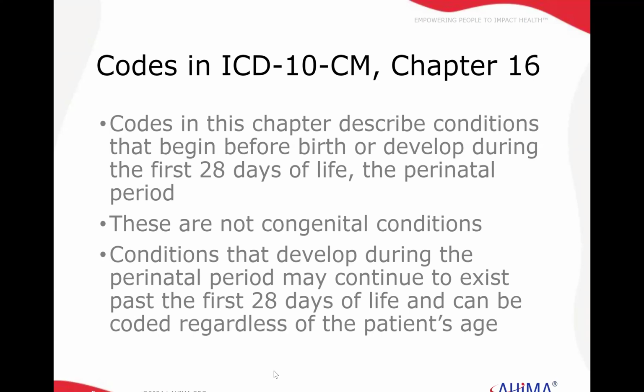Codes in this chapter describe conditions that begin before birth and develop during the first 28 days of life. In other words, the newborn or perinatal period. These are not congenital conditions. These are conditions that are perinatal or newborn, as opposed to something that somebody was born with. These are problems that began before birth or developed in the first 28 days. So we're talking about two different things. These conditions that develop in the newborn period may continue to exist and actually continue on through the rest of the patient's life.